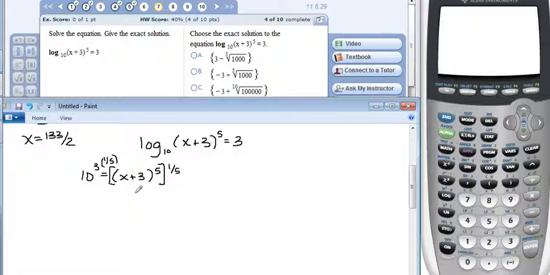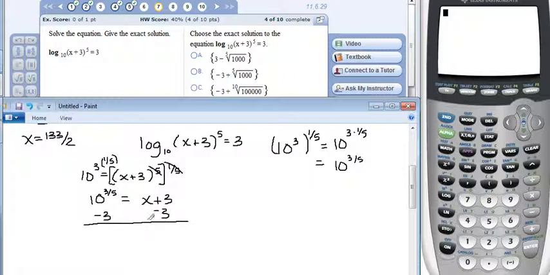Okay? So this side over here, these just wipe each other out, and we've just got x plus 3. And this is, let me just go up here, we have 10 cubed raised to the 1/5 power, and remember, powers of powers is multiplication, so we have 3 times a 5th, which is equal to 10 to the 3/5 power, right? 10 to the 3/5 power. Subtract my 3 across, and I've got minus 3 plus 10 to the 3/5 power is equal to x.